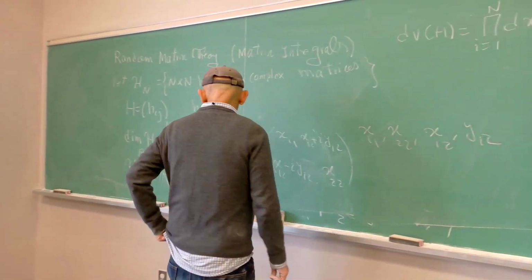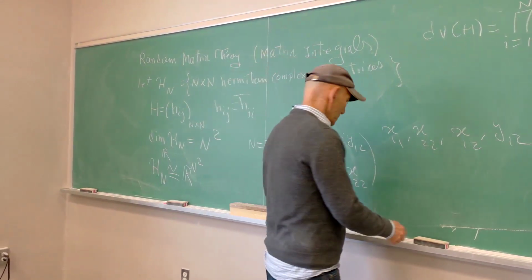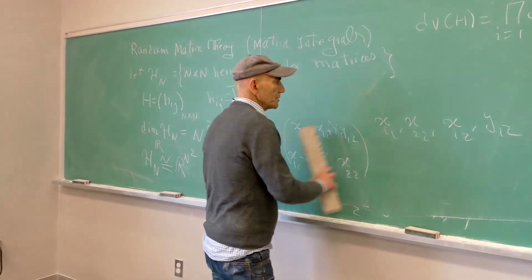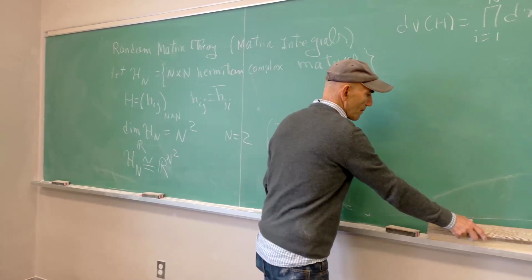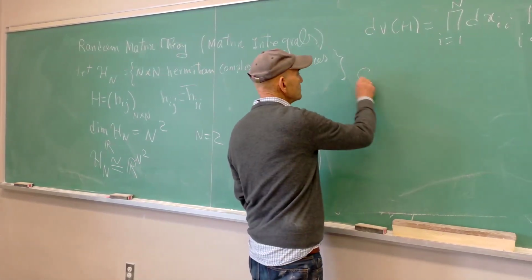Yeah. So now we define the so-called Gaussian unitary ensemble, or GUE.